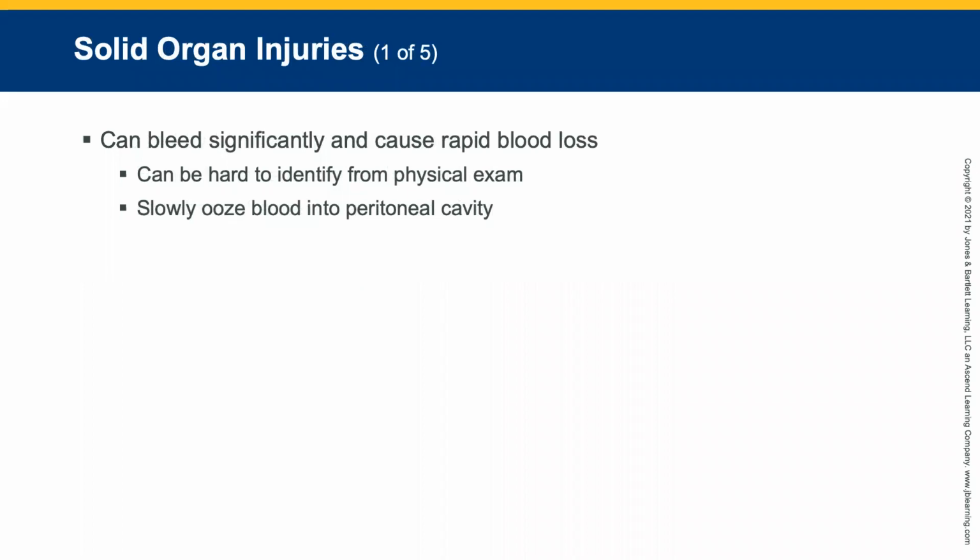Some solid organs can bleed significantly and cause rupture and rapid blood loss. It can be hard to identify from a physical exam because the patient is not experiencing significant pain at the time. Solid organs can also ooze blood into the peritoneal cavity, causing pain to slowly increase over time.